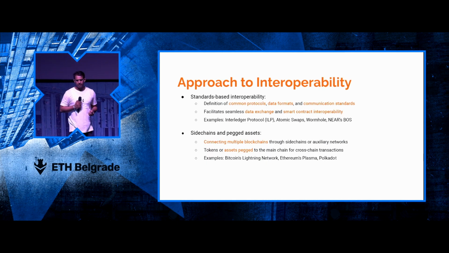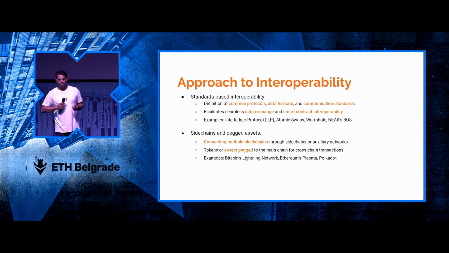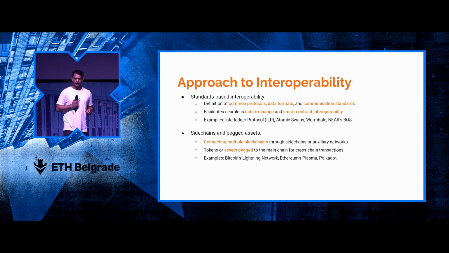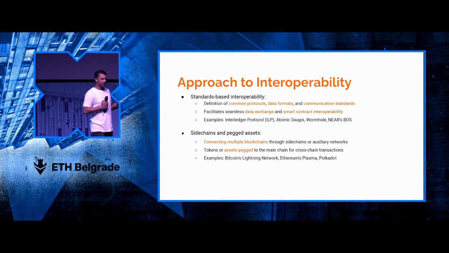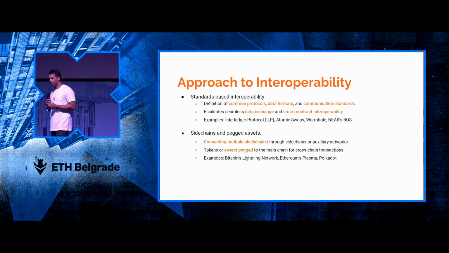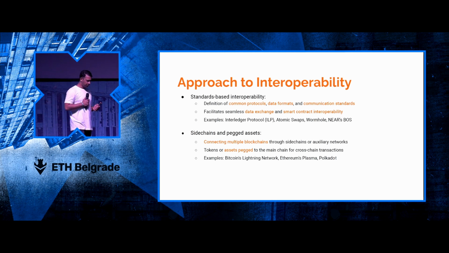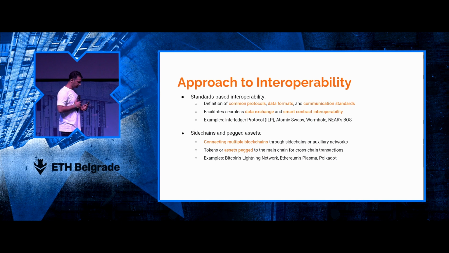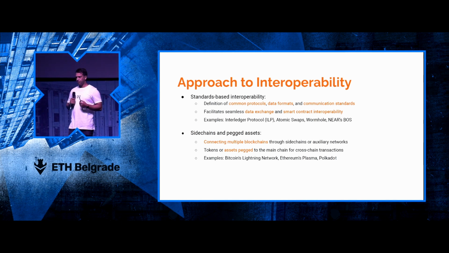So what are the different approaches to interoperability? There are a couple of them. There is a standards-based approach, and then there's the sidechains, parachains, and rollups kind of approach. In the standards-based interoperability approach, we have seen blockchains like Polkadot, Avalanche, Cosmos, Wormhole, but also Near has a blockchain operating system.